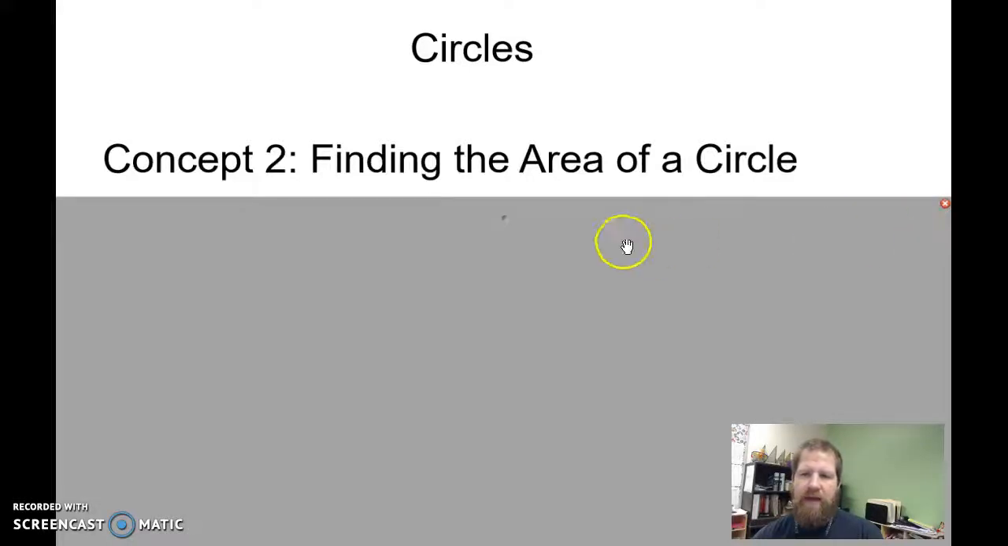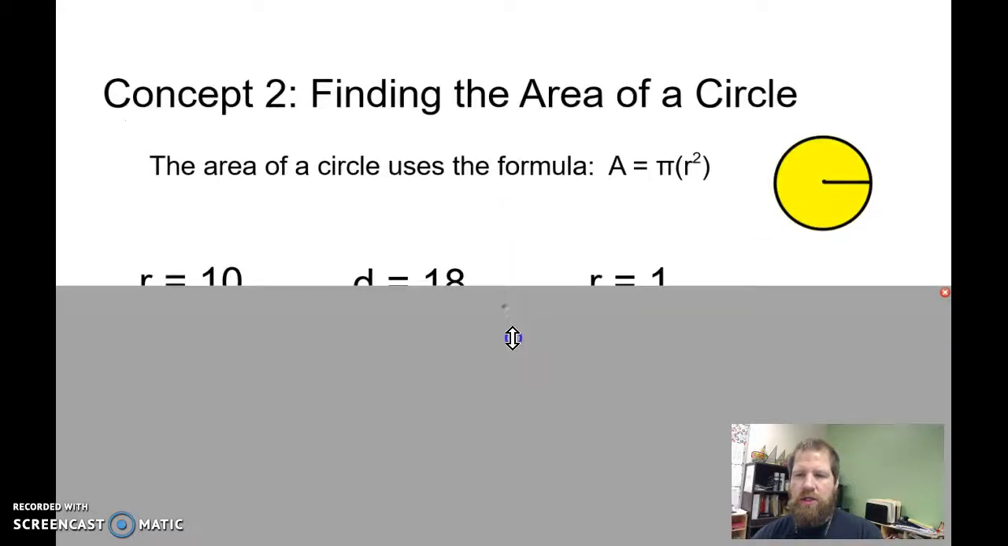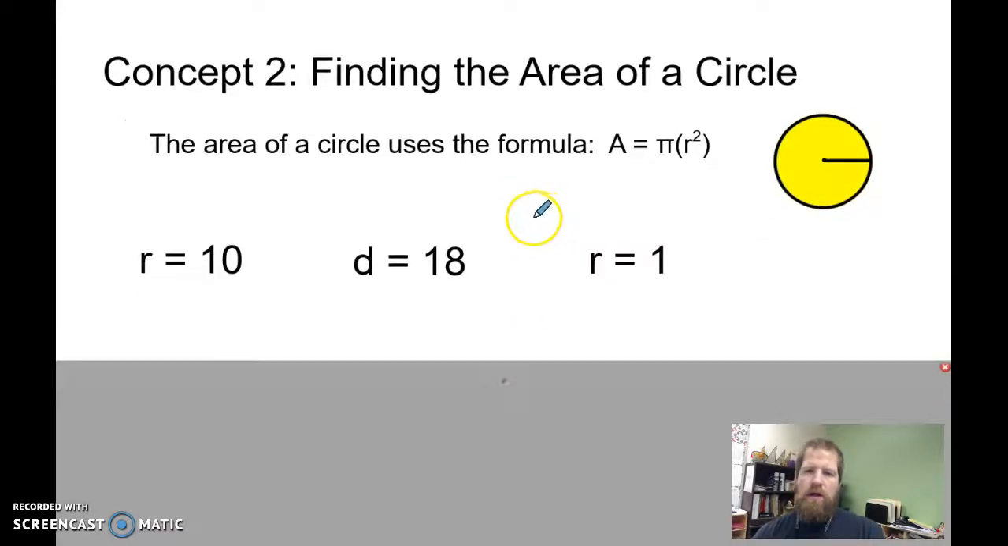Concept 2, finding the area of a circle. Just like our formula for circumference of a circle, our area is going to be a formula that we're basically just going to be plugging in values to. Unlike our circumference formula, there's just one formula for area, and we are using radius.